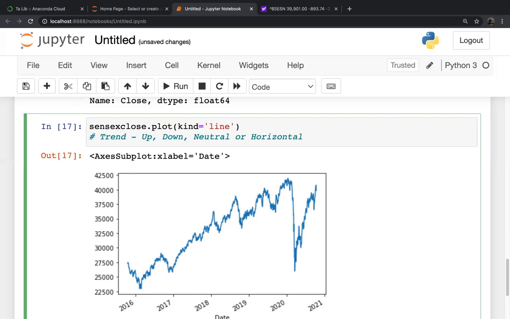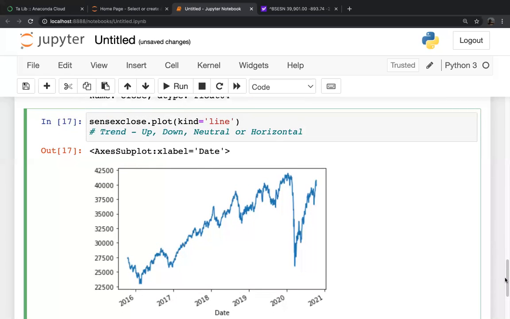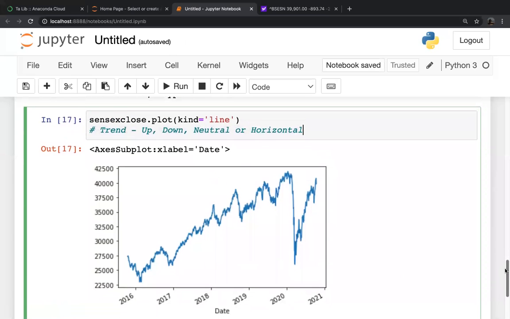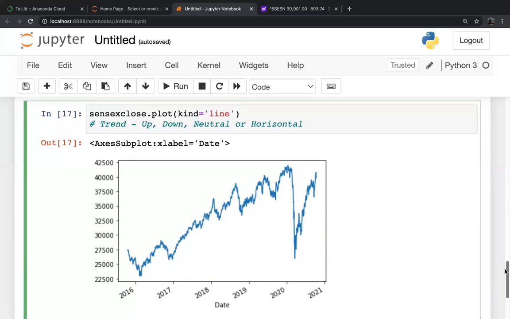You are not able to make proper sense out of it, right? You are not able to understand the exact thing. So we can reduce the time frame. Let us say we want the data of only the last 1 year. This is a long-term trend which you are seeing.